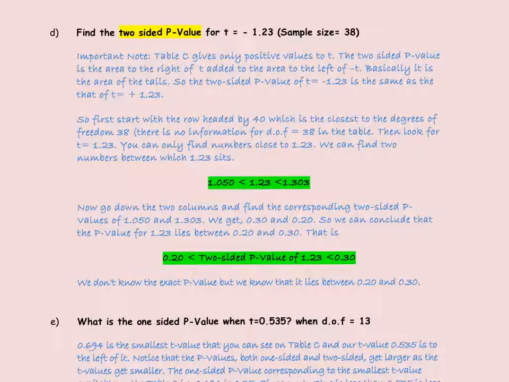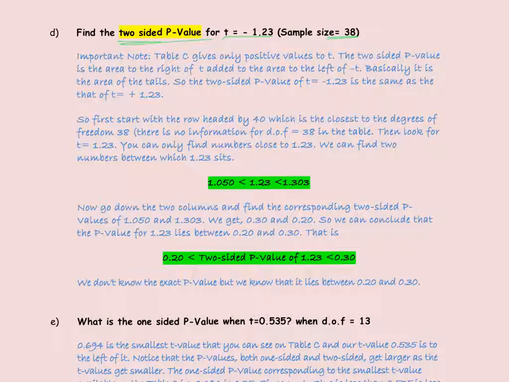Now let's look at finding the p-value, let's say a two-sided p-value, for a t statistic, so t equals negative 1.23 and a sample size of 38. So in a t procedure, we absolutely need to know the sample size because unless we know the degrees of freedom, it's impossible to find the p-value using table C.